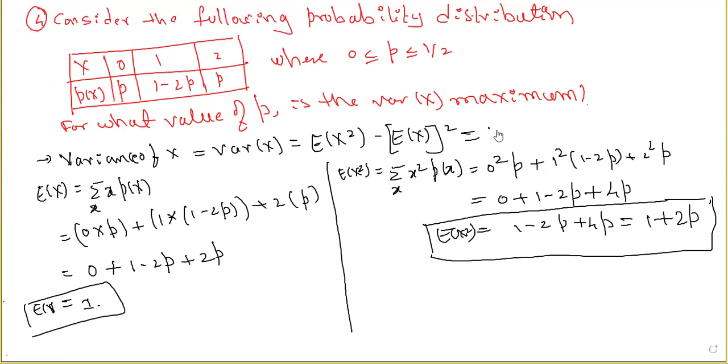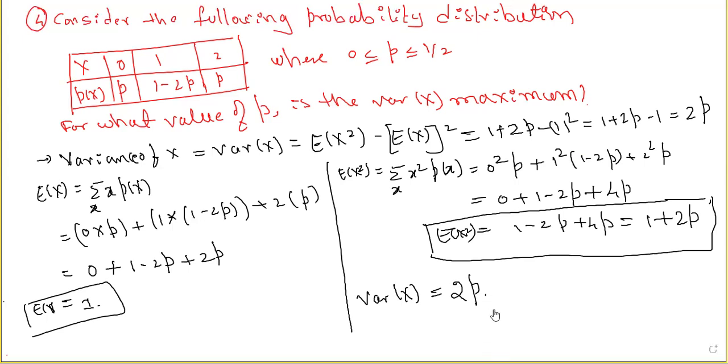So expected value of x square, 1 plus 2p, minus 1 whole square. This is nothing but 1 plus 2p minus 1. So minus 1 plus 1 get cancelled. We will get the answer 2p. So variance of x equal to 2 into p, right? So what does p lie between? They gave in the question, 0 less than or equal to p less than or equal to 1 by 2. It means that p lies between 0 to 1 by 2, right?